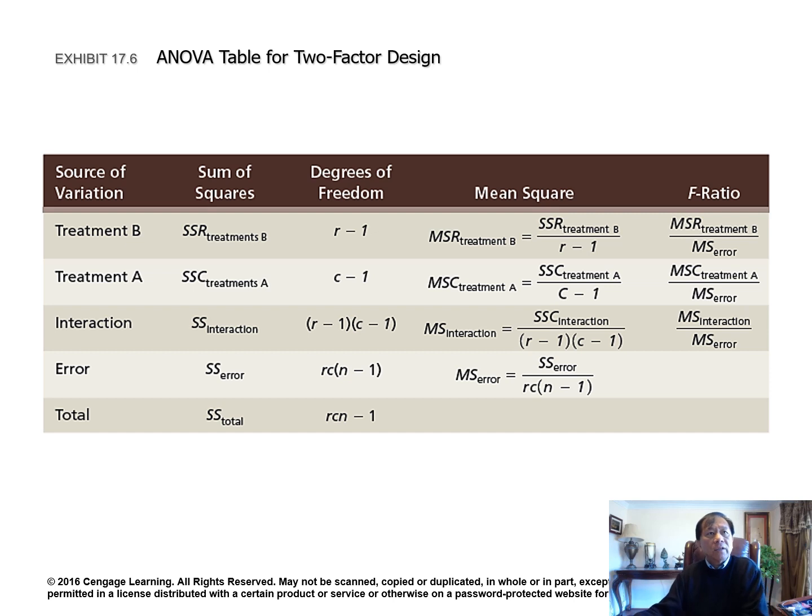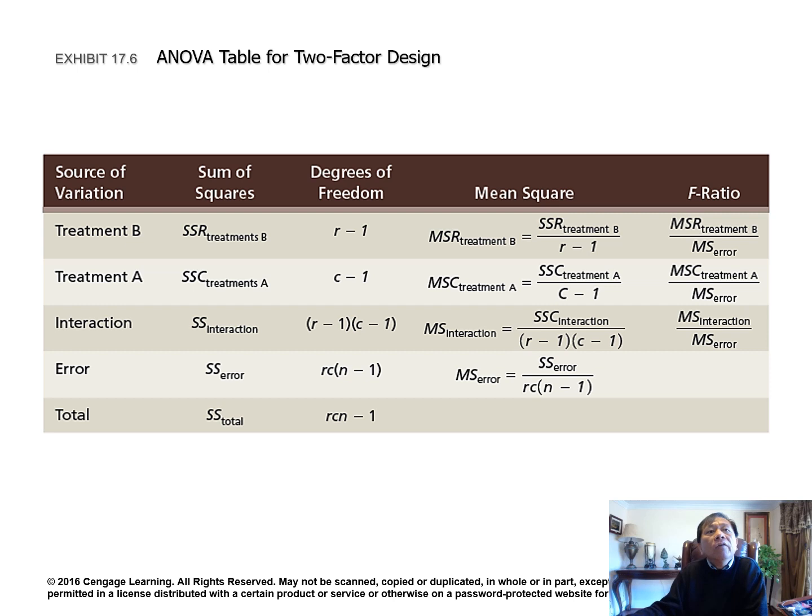This one shows an ANOVA table for the 2-factor design. For 2-factor treatment A and treatment B, that's the degree of freedom. You have the interaction of A and B, that's its degree of freedom. You have the sum of squares error, that's its degree of freedom, and the sum of squares total.